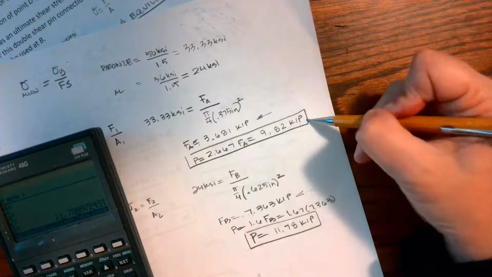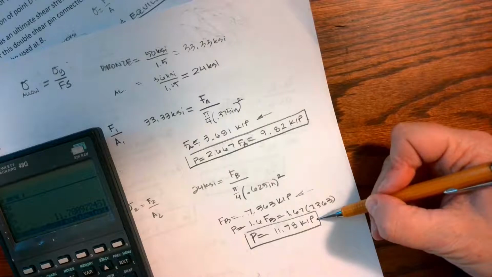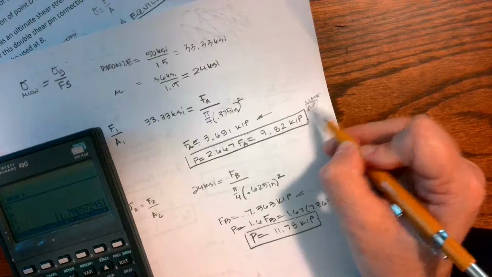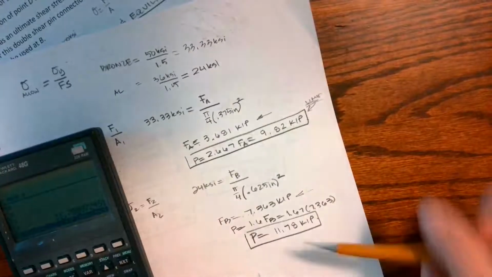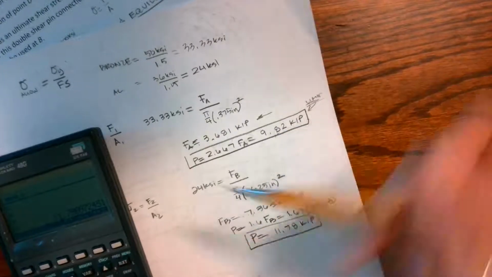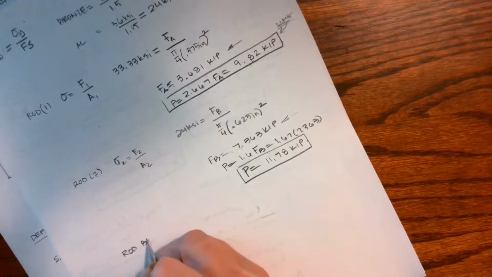Okay, well, so far, which one limits? This one can only hold 9.82 kips before it fails. This one can hold 11.78 kips before it fails. So far, this is my limiting one. It can't hold as much. I can't get to 11.78 kips because I will already have failure according to my criteria up here. But now I need to check rod BD.